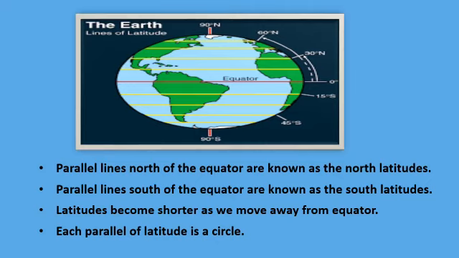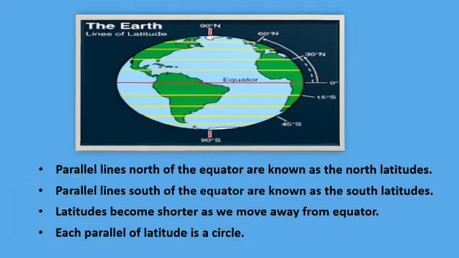Each parallel of latitude is a circle. All the parallels of latitude are not equal in length. Their length decreases as one moves northward or southward, that is towards either of the poles.